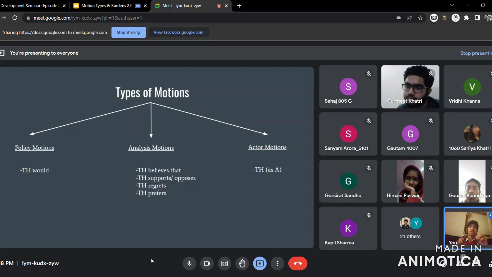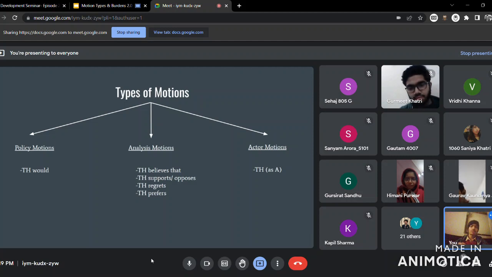Next, we have analysis motions. These are of different wordings. Even within these types, there are further categories. So like there's this house believes that, there's this house supports, this house opposes, this house regrets, this house prefers, and things like that. So an example of a regret motion could be this house regrets the rise of hookup culture. An example of this house believes that motion would be this house believes that apoliticality is immoral and things like that. So for every motion, these are the different types of motions.